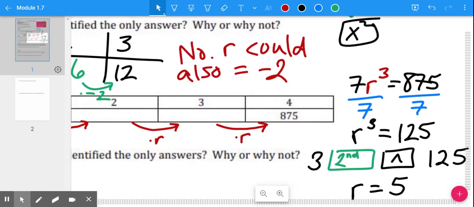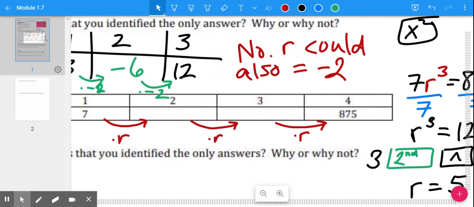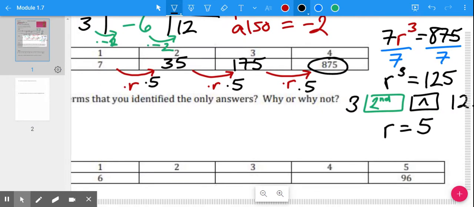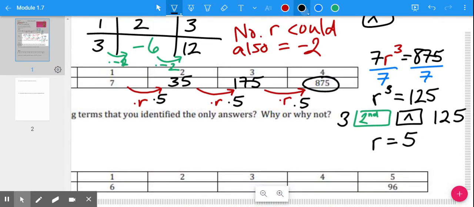So when we go back to our table and we check this, we have 7 times 5 is 35. Times 5 gives us 175. Times 5 gives us 875. That's exactly where we needed to be. So if this had been a negative 5 instead of a positive 5, would that also have worked? So we have a 7. If we did times negative 5, so I'm going to build the table again.